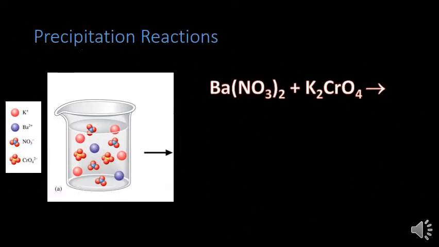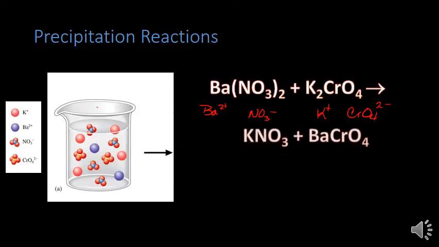Let's take another look. Barium nitrate plus potassium chromate. So in solution, barium nitrate is going to break apart into individual ions. We have barium ions, we have nitrate ions, we have potassium ions, and we have chromate ions. So when we swap them out, we end up with those.